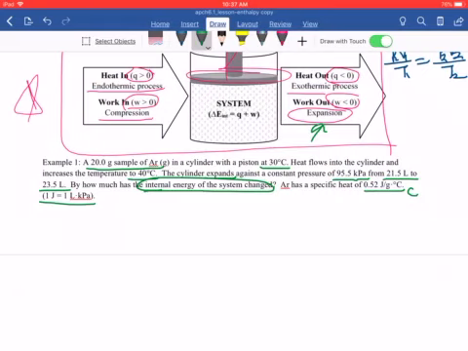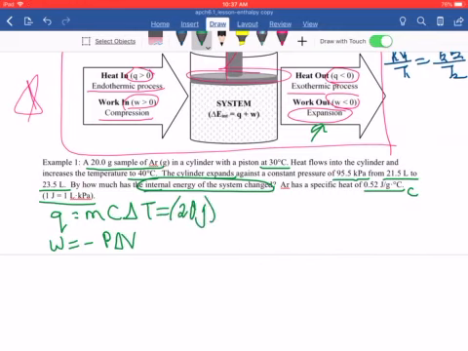So the very first thing that we need to do is Q equals mcΔT. Right? So we need to find the Q, and we need to find the W. And W is equal to negative P times delta V. So Q equals mcΔT, we have our mass. It was a 20 gram sample of argon, so we can plug that in, 20 grams of argon. Our c is our specific heat, which is 0.52 joules per gram degrees Celsius. Our change in temperature was 40 to 30, right? Our final was 40 minus our initial 30, which is overall 10.